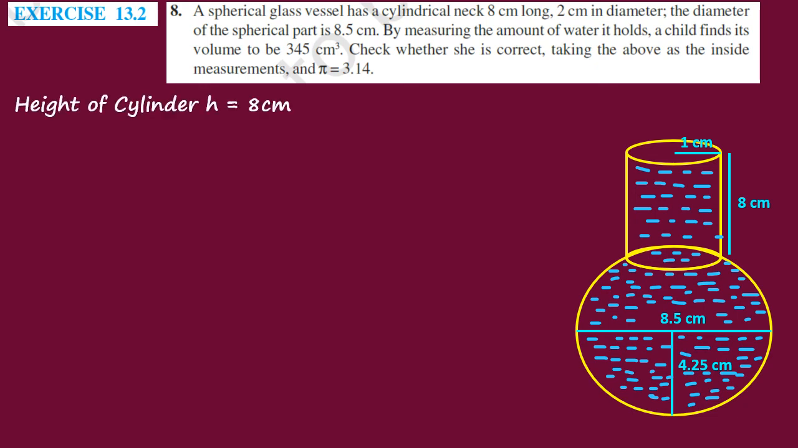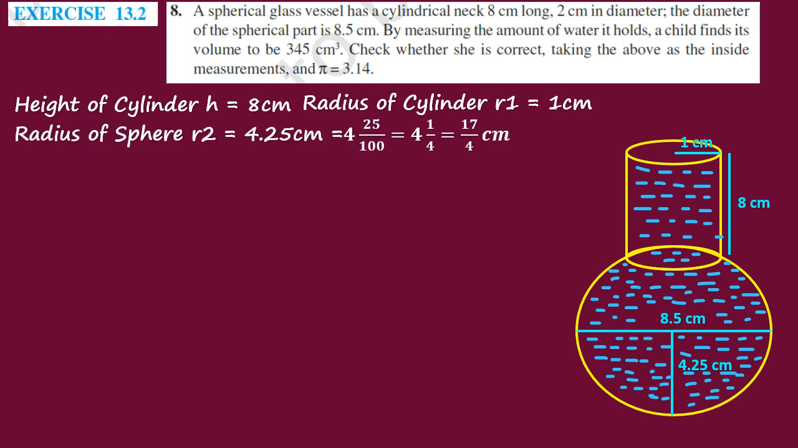So height of the cylinder is 8. Radius of the cylinder is 1. Radius of the sphere is 4.25. I am converting it into a fraction for my calculation purpose to make it easier. Otherwise, multiplying 4.25 three times will be difficult. So 4.25 equals 425 by 100, or 17 by 4. That way it will be a little easier.